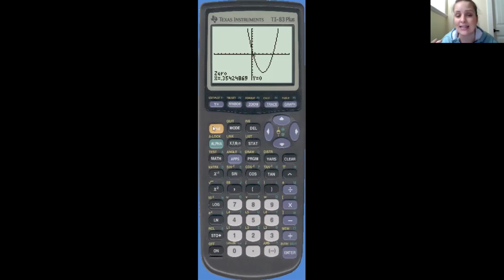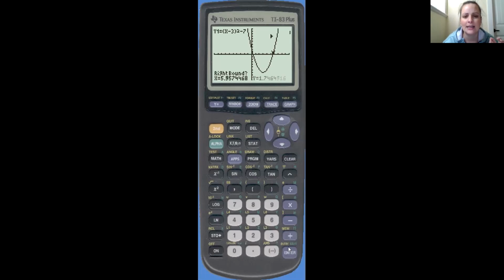Now we have to do the exact same thing for the intercept on the right. So we're going to go second function trace again. We're going to hit number 2 for 0 again, and it says left bound. So now we got to move the cursor all the way down and back up, and we have to go to the left of the x-intercept on the right one on the parabola. So for the x-intercept on the right, to be left bound, you're going to be below the x-axis. So that's right here. This is getting as close to that x-intercept without going over it. I'm going to hit enter here.